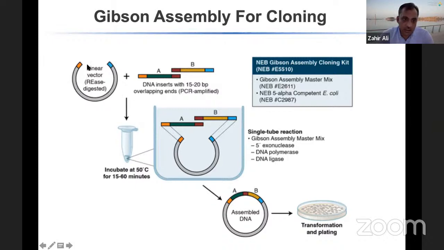For example, if we are amplifying this fragment, we can do a PCR here, then a PCR here, and then a PCR here, and then we have 5 fragments. All 5 fragments can be put in a single tube, mixed with the Gibson assembly mix, and then transformed. So you will see a whole clone after the transformation. So the system is very simple.